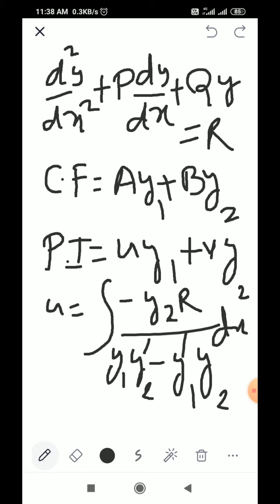Similarly, v is equal to integration of y1 r upon y1 y2 dash minus y1 dash y2 dx. So the change here is minus y2 r, and in v, in place of this we use y1 r. By using this method, now we are going to solve a numerical problem.